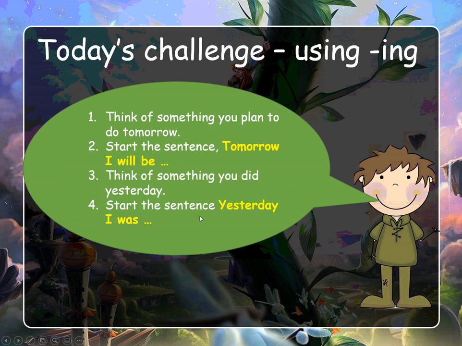Okay, so your challenge today is to have a go at writing a couple of sentences. Think of something you plan to do tomorrow. Start the sentence, tomorrow I will be, for example, climbing a tree. Then your second challenge is to think of something you did yesterday. Start the sentence with, yesterday I was, and again, that could be yesterday I was climbing a tree. So that's what you're looking to do. Just write two sentences using ing in your verbs. I bet you can do brilliant with that. And then we're going to get on with the main part of today's lesson.